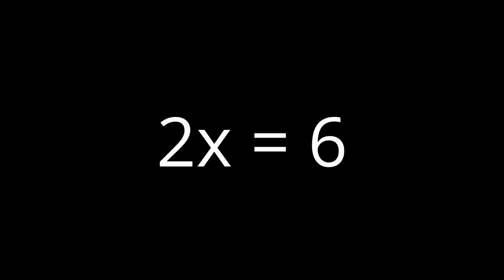Take the equation 2x = 6. 6 is the area of a rectangle, 2 is the length of a side, and x is the unknown length of a side. We can conclude x is 3 because 2 times 3 gives an area of 6.